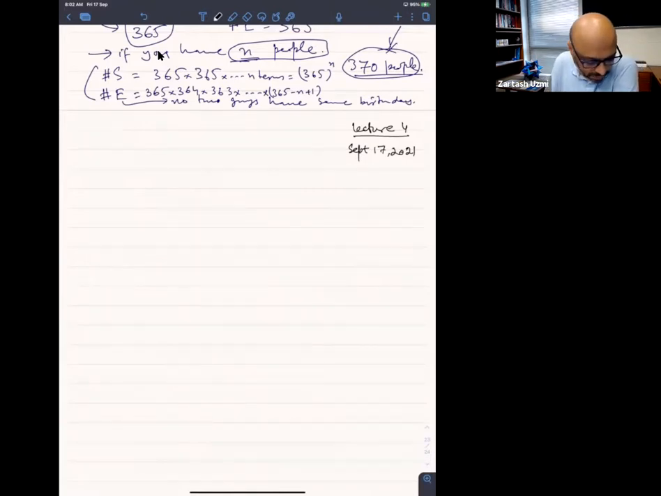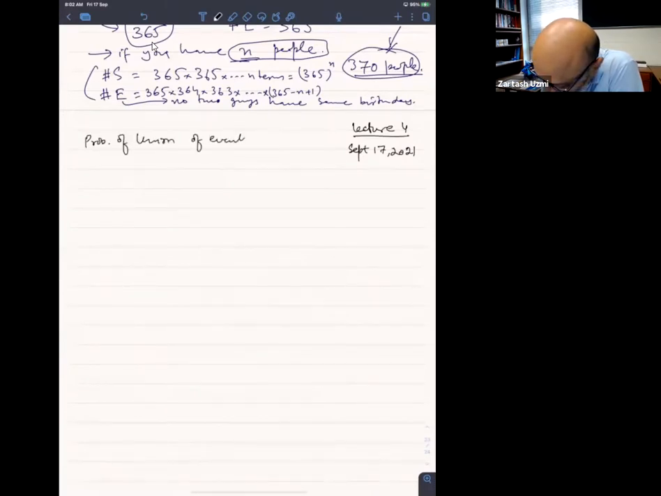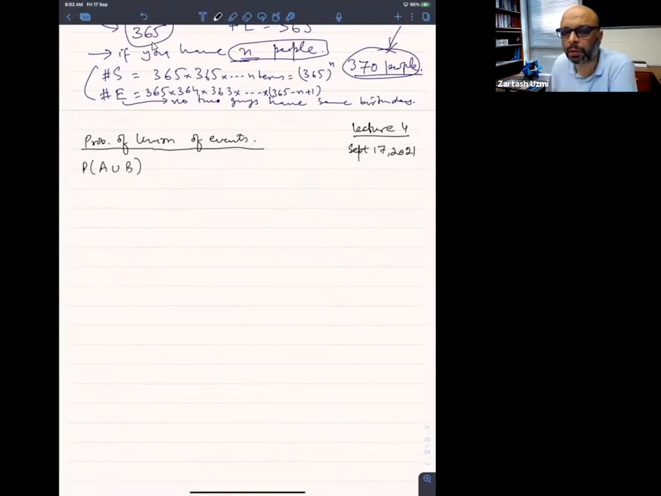Okay, so we will start where we have left off. In fact, there is one example on the topic that I wanted to cover. Last time we talked about the probability of the union of events. The simplest example for that was the probability of A union B. We don't know anything about whether A and B are mutually exclusive or not.